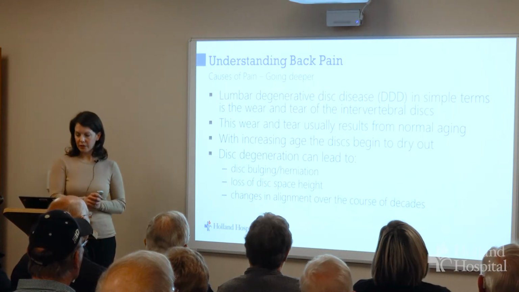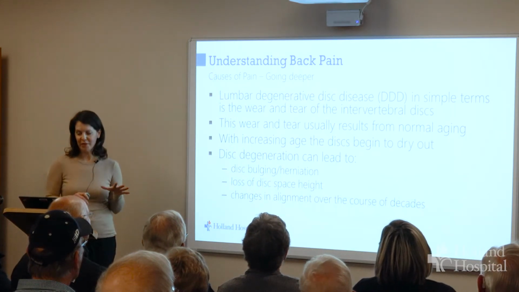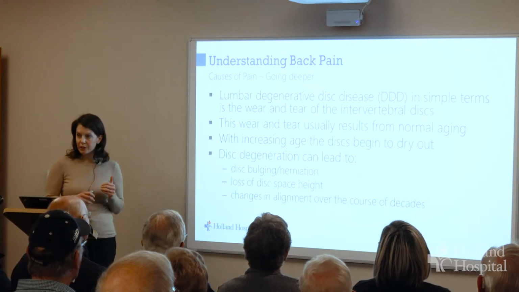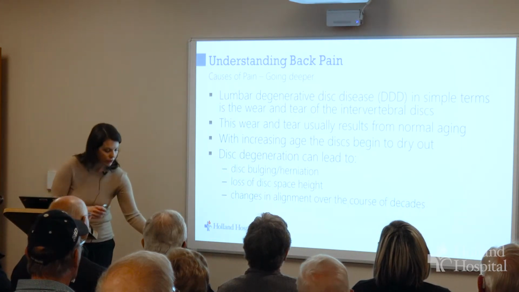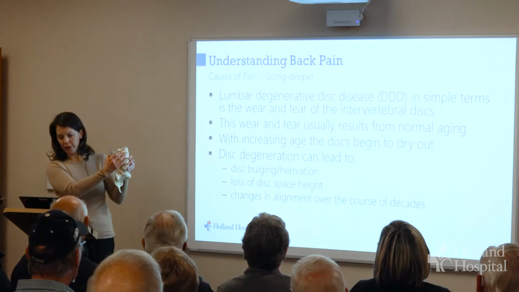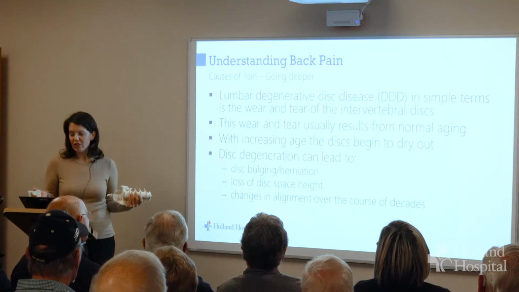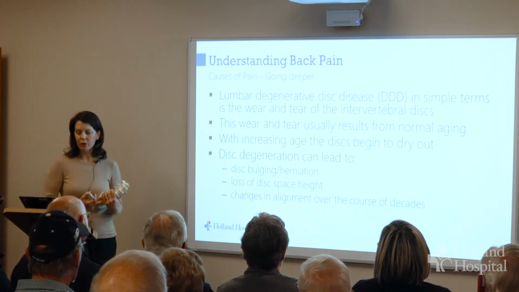Lumbar degenerative disc disease, in simple terms, is the wear and tear of the intervertebral discs that act as a cushion for the spine. So this structure here that we pointed out. This wear and tear is usually the result of normal aging, but it can also have a traumatic origin that can then progress over time.